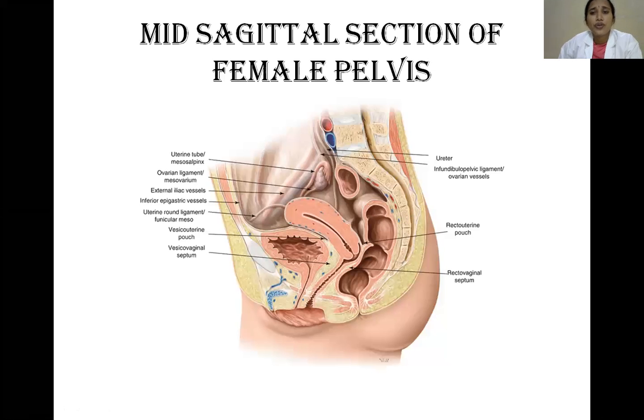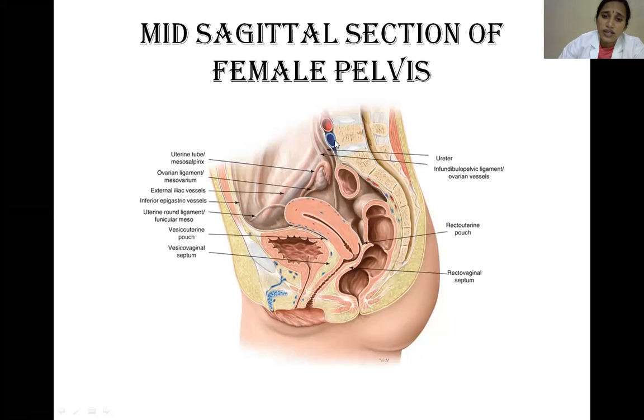So come to the section of the female pelvis. Already we have seen the section of the male pelvis. So this is the mid-sagittal section of the female pelvis. The bony landmarks are the same. Anteriorly, you are going to see the pubic symphysis. Posteriorly, you are going to see the sacrum with coccyx.